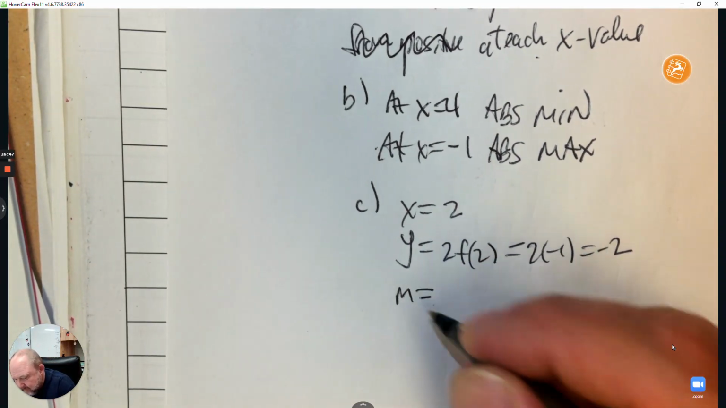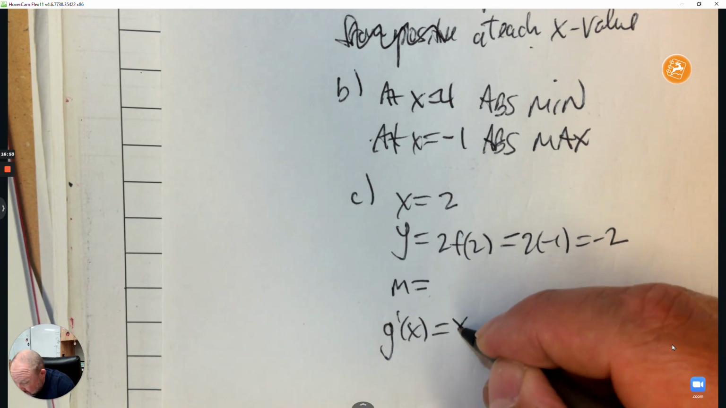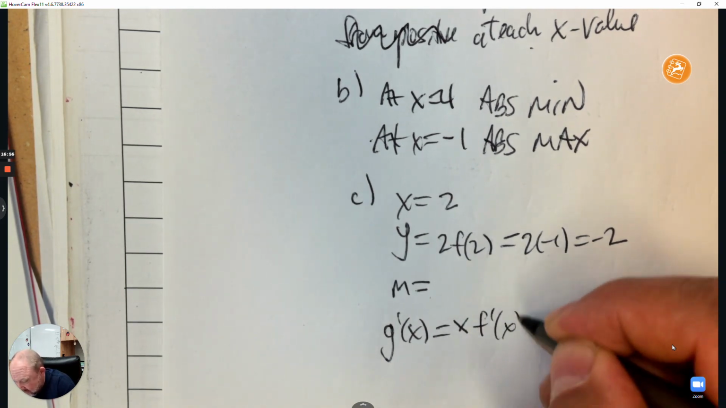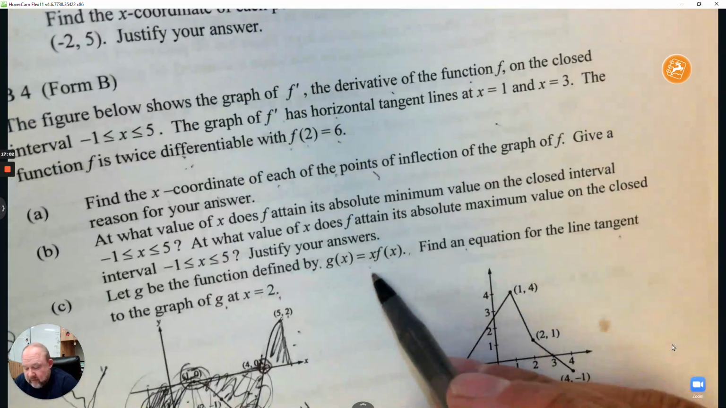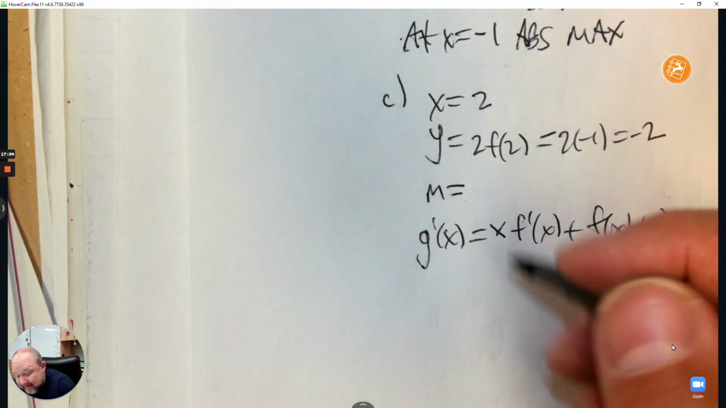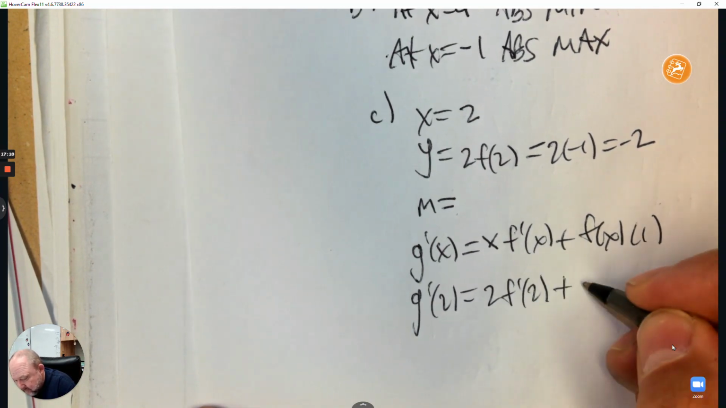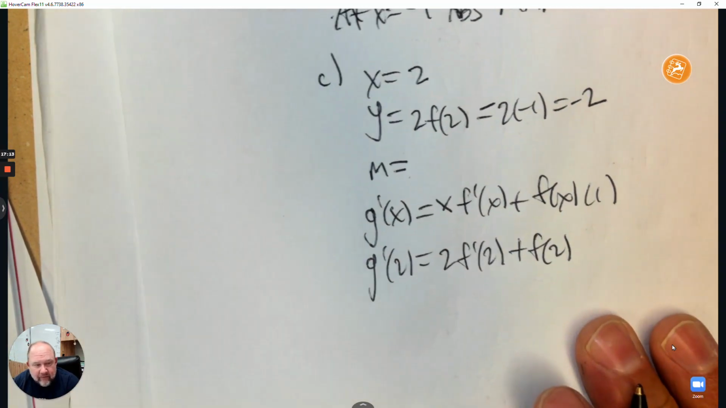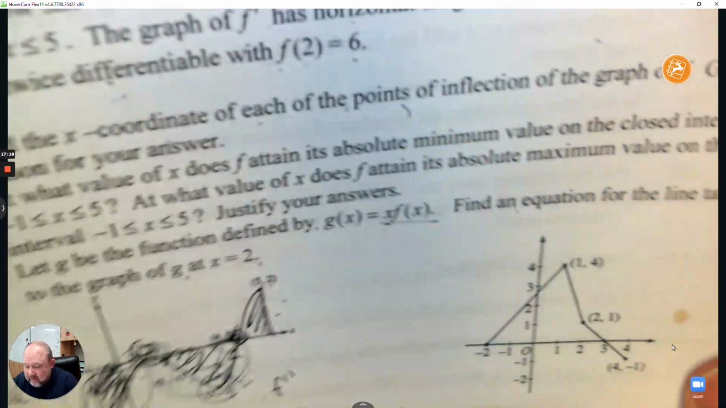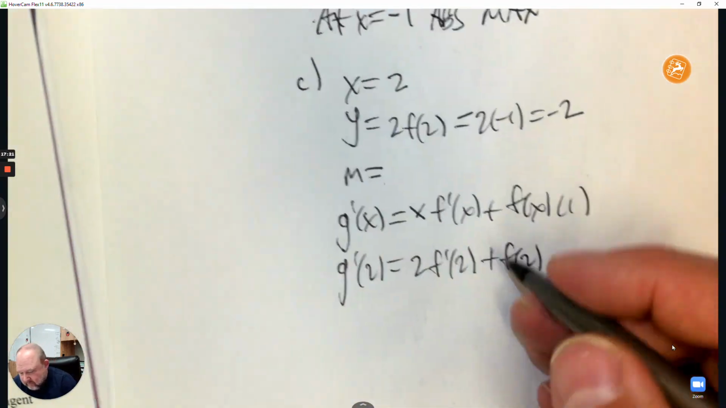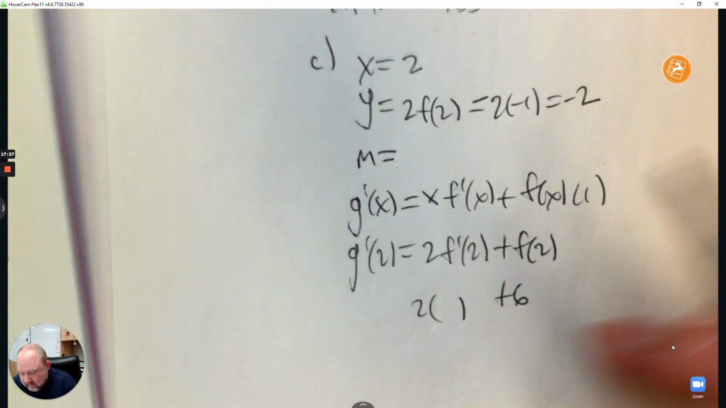And then for the slope, I need to know the derivative of g. So that's the product rule: the first times the derivative of the second plus the second times the derivative of the first. So I'm going to do the product rule for the derivative, and then I plug in 2. That's 2, the derivative at 2, the function value at 2. So now I need to look off the graph for those. So in the question it says the function value at 2 is 6. So I'm going to do that. And then off the graph, what's the derivative at 2?